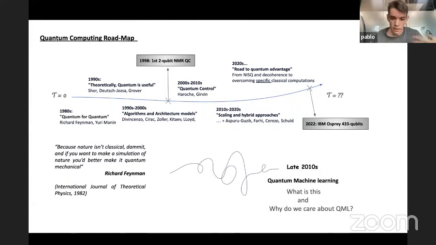So as I was saying, through this messy roadmap, this schedule of good contributions to the field, quantum machine learning arose. And we will see what this is and why we care so much about quantum machine learning nowadays, regarding near-term approaches to take the most out of quantum computing.